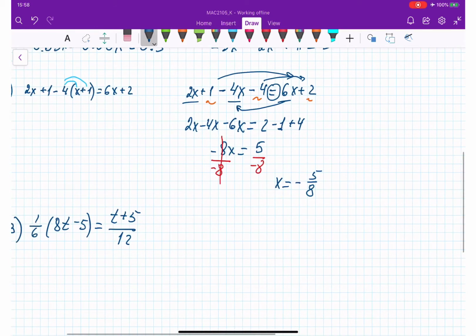We are getting (8t minus 5)/6 is equal to (t plus 5)/12. Okay, 6 and 12, what is going to be the common denominator? It's going to be 12.